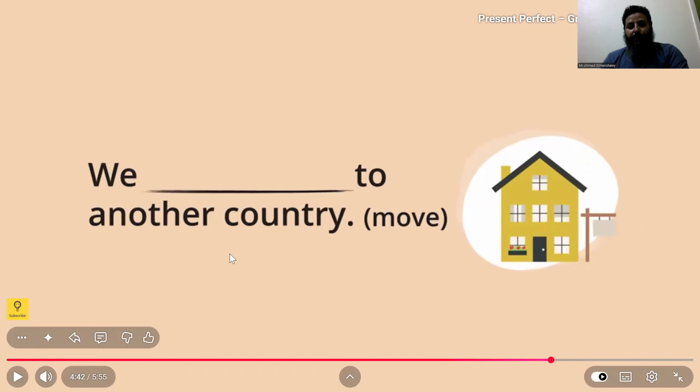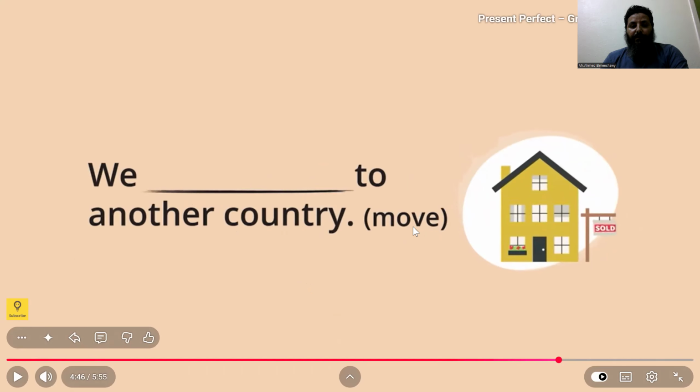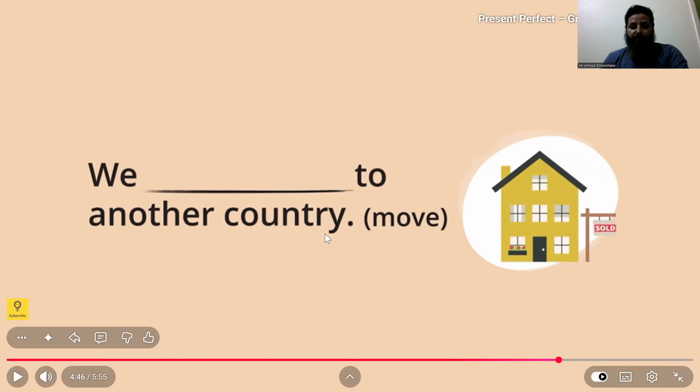So boys, now let's see the next example. We with the verb move. So we takes has or have? Excellent. It takes have. And the past participle of the verb move is moved. It's a regular verb, so we add d. So we have moved to another country. So excellent boys and girls. Now, boys and girls, let's move to this PowerPoint show.